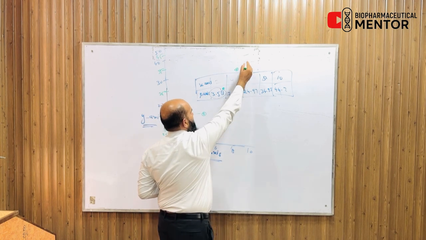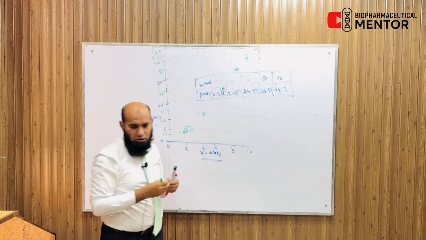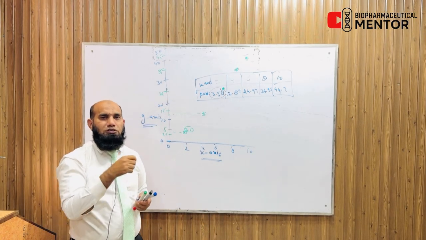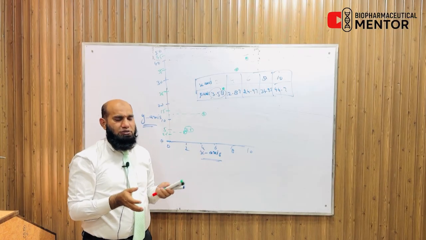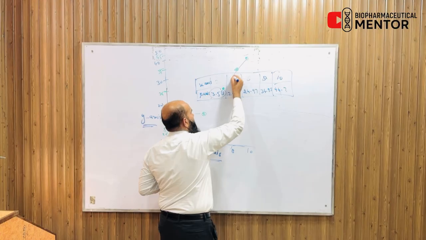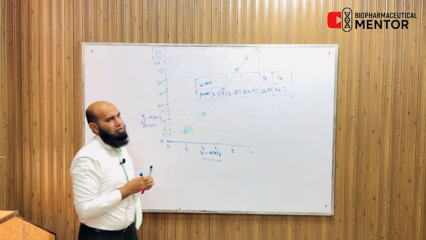Then at 10 we have the 44, so we will draw these dots or points where the y-axis and x-axis coincide. When we have marked them, we will try our best to make a straight line.